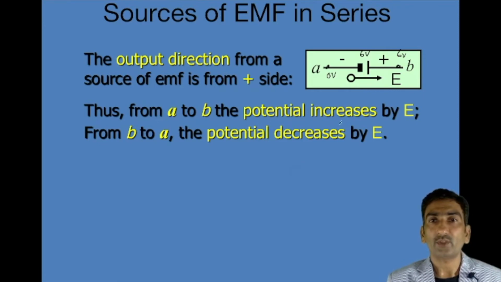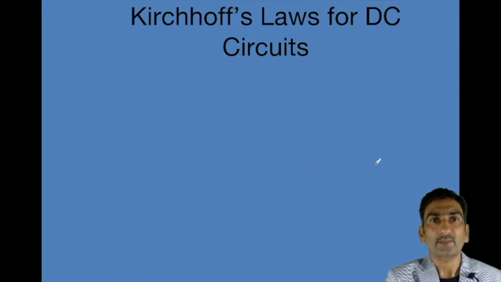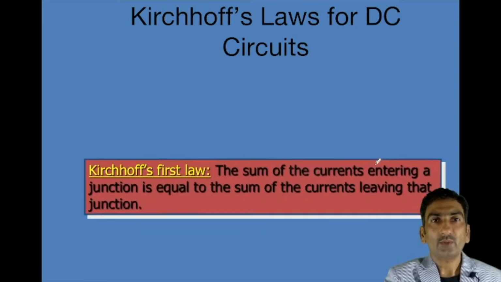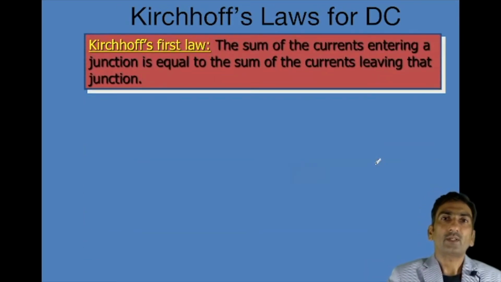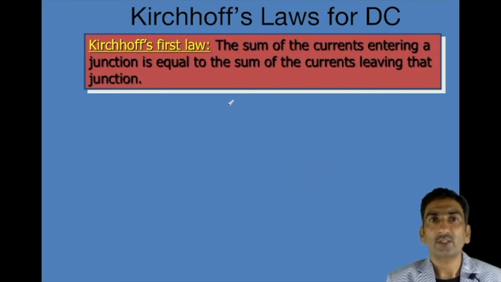From A to B the potential increases by E. E is the EMF here, and from B to A the potential decreases, right? So Kirchhoff's, there are two laws here. The first one is the sum of the current entering a junction is equal to the sum of the currents leaving that junction. I already told you in the previous virtual lab. At one particular junction some currents are entering, some are leaving. So this first law is based on the current, right?